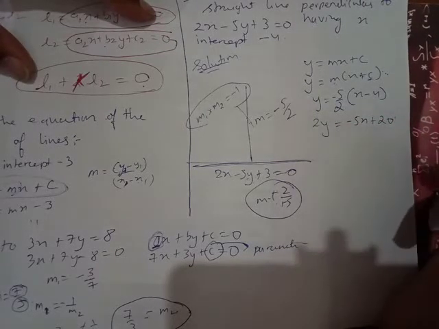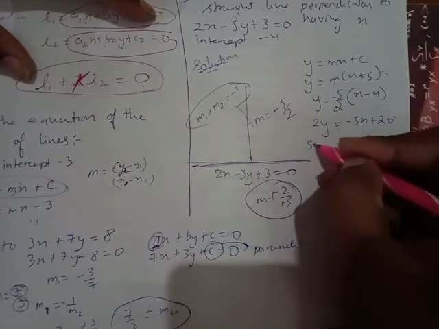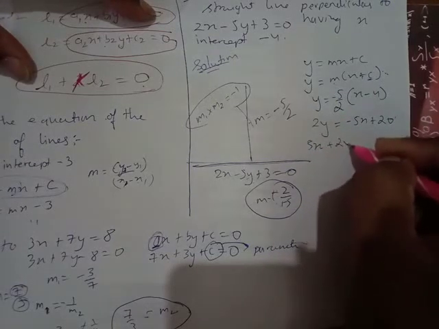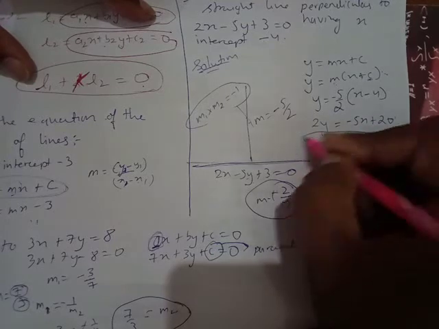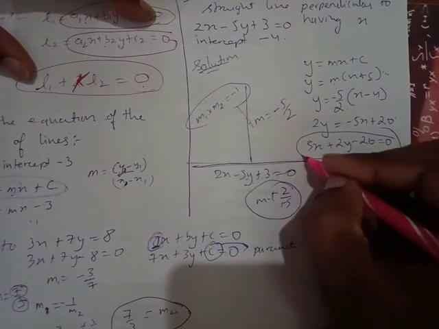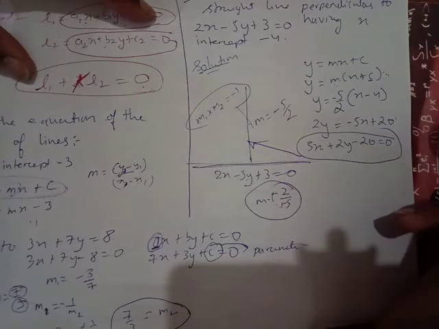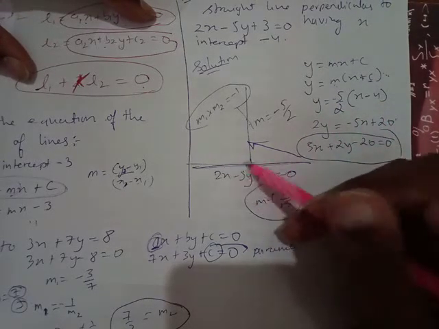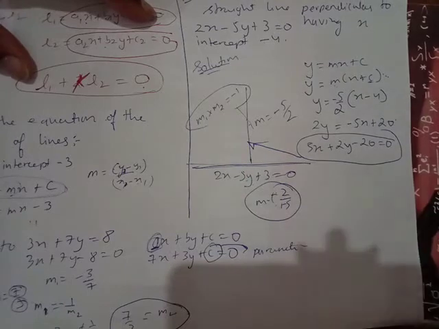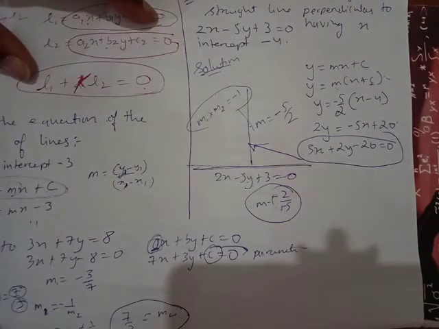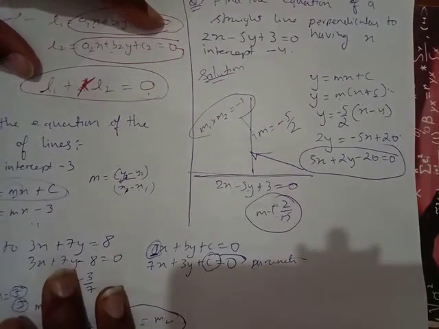I hope you all agree with me. Now if I shift everything on one side, I'll get 5x plus 2y plus 20 equals to 0. This is the equation that I had to find. So that's how we make the equation of the line that is perpendicular to the given line. You guys can look at this video again and again, rewind this video and see this. You'll understand how this question is done.